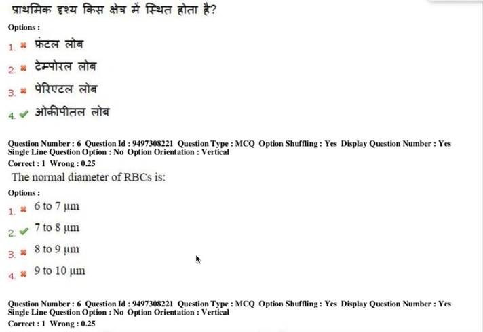Next question. Question number 6. The normal diameter of RBCs is. Right answer is 7 to 8 μm. The exact diameter is 6 to 8 μm. But the options are 6 to 7, 7 to 8, 8 to 9, 9 to 10. So correct answer is 7 to 8 μm, the normal diameter of RBC.